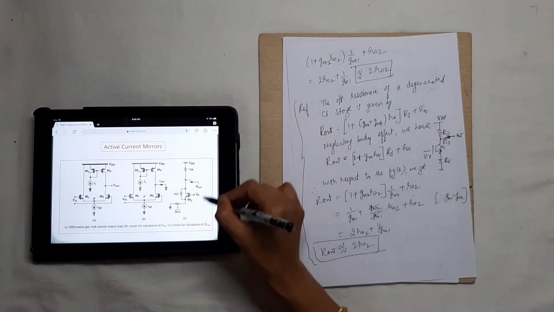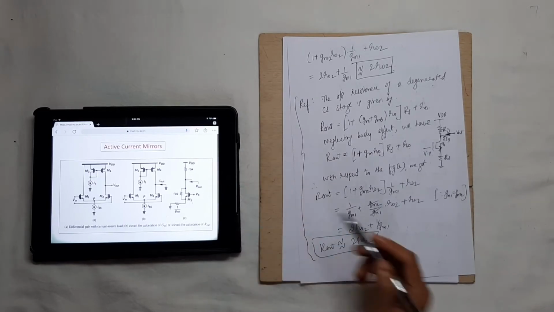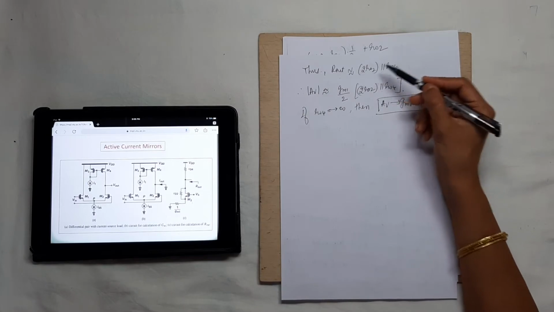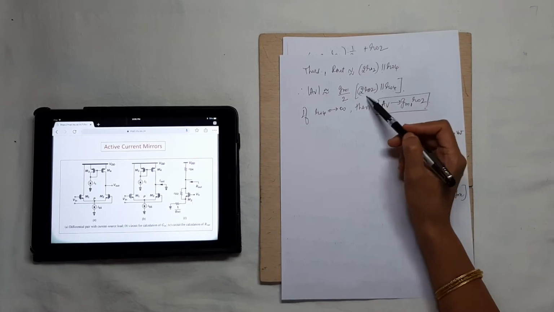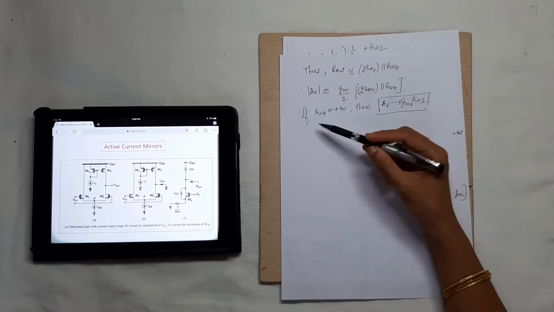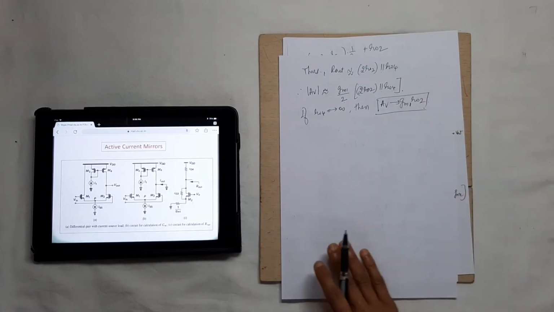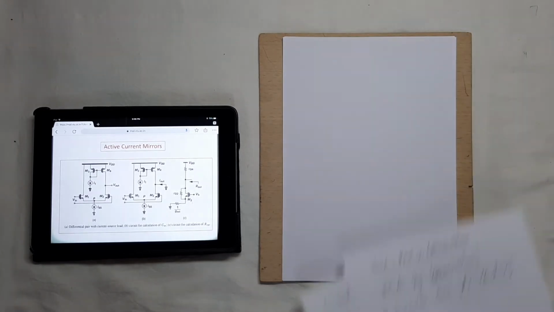Now R out of the entire circuit. What is R out of the entire circuit? It is this 2RO2 parallel with RO4. That also we have studied. So R out is nearly equal to 2RO2 parallel to RO4. Then we have obtained AV as GM1 by 2, 2RO2 parallel to RO4. If RO4 tends to infinity, then AV will be equal to GM1 into RO2. This is what we have already derived.